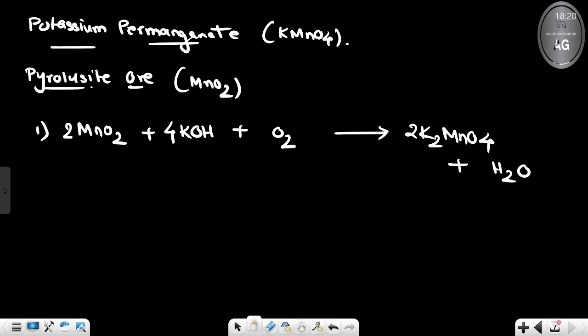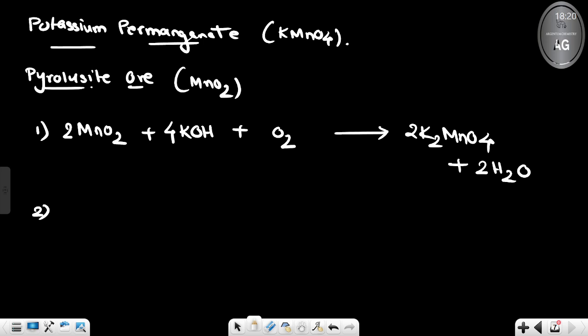4 plus 4, 8 oxygen. This side how many oxygen? 4 plus 4 is 8 plus 2 is 10 oxygen. And on this side 10 oxygen. 4 plus 4 is 8 plus 2 is 10. This side hydrogen 4, that side 4. Done. I think balancing is also done. Okay. So this is the first step of the reaction. So you can see this step resembles the previous step. There also we used the same procedure, but it was NaOH plus oxygen. This time it is only KOH plus oxygen.